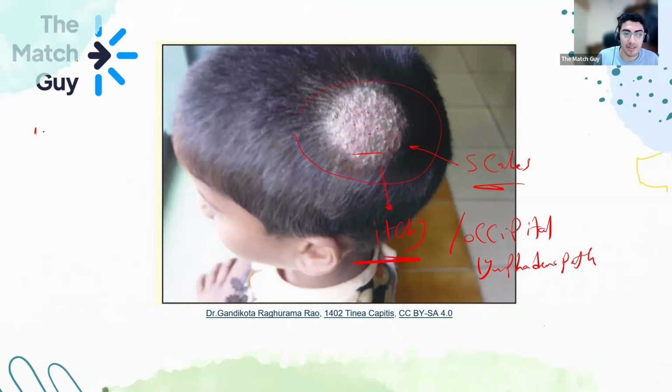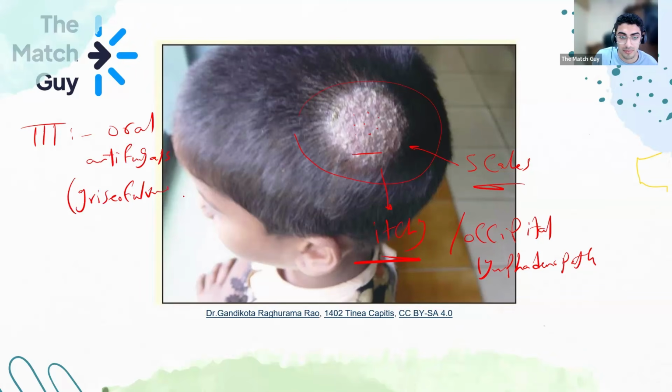So what would be the treatment for tinea capitis? What is the treatment for tinea capitis, guys? Amazing. So for any tinea in the body, in the feet, you can give topical antifungals. But in case of tinea capitis, the topical antifungals can't penetrate very well into the scalp. So we must give oral antifungals. For example, like griseofulvin or terbinafine.